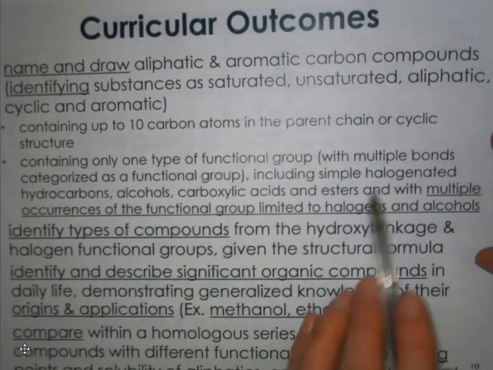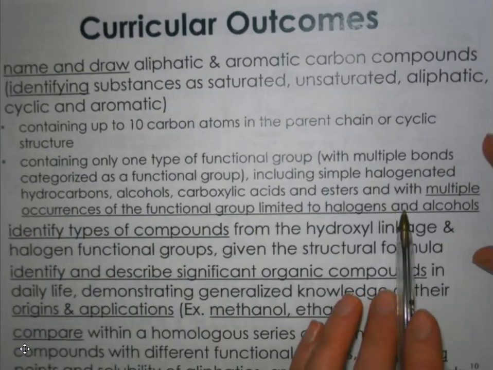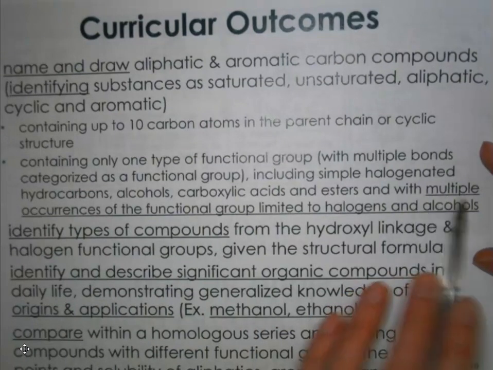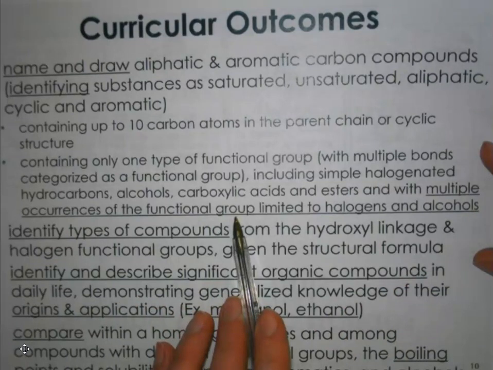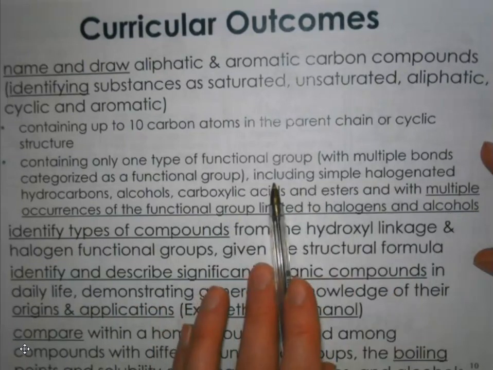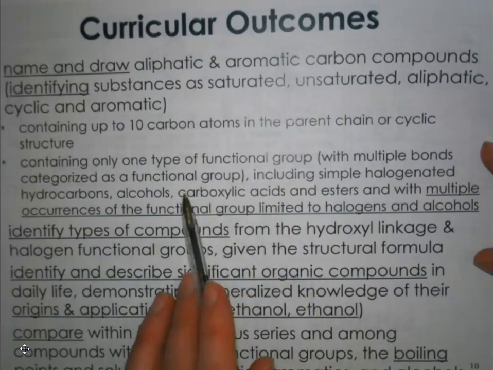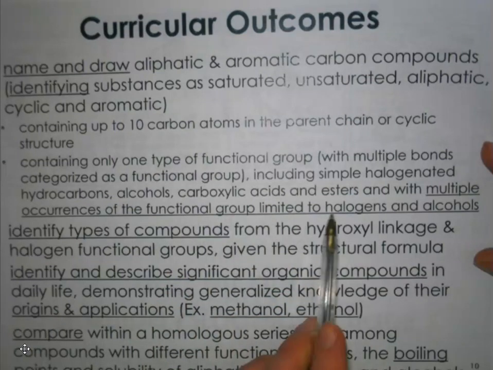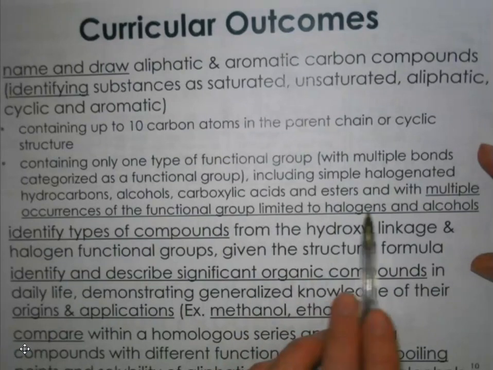The difference with the two types that we'll be looking at today is that there can be multiple occurrences of the functional group for halogens and alcohols, whereas in the previous types of compounds we looked at, and in some of the ones coming up, carboxylic acids and esters in the next lesson, there can only be one instance of the functional group. So these ones are a little bit different.